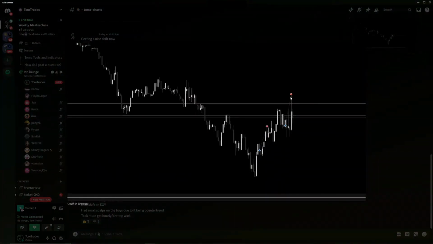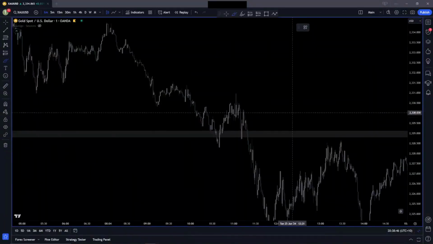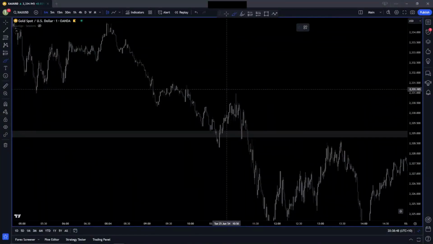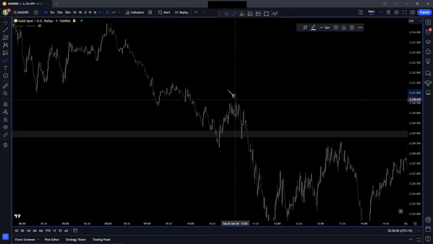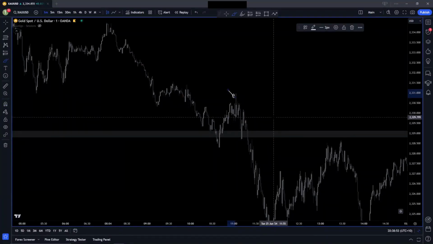Why did I exit there? Why were they little scalps? That was purely intuition. I can't put into words why I exited right here at the very top. Got probably a bit of luck, but I listened to how I was feeling.